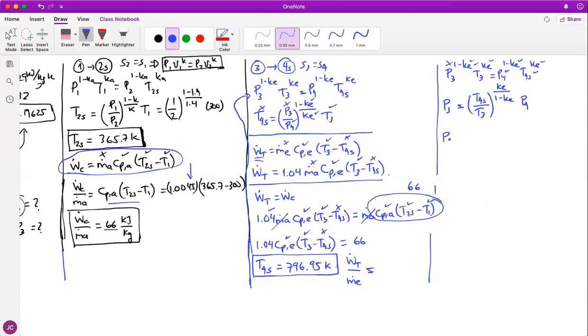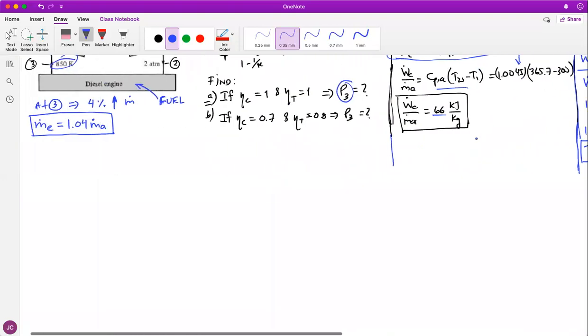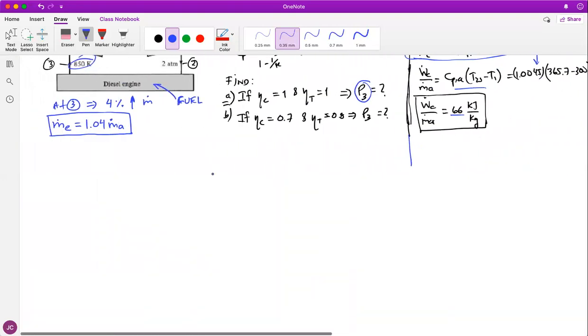With this information, you have everything you need. It's not a problem. So what I have over here is 1.304 atmospheres. That's what I have at the end of the diesel engine if the compressor and the turbine are isentropic. So this is my answer for problem A. Good for me. Let's go and do problem B. It's a little bit more complicated, but nonetheless, let's see if we can find it.